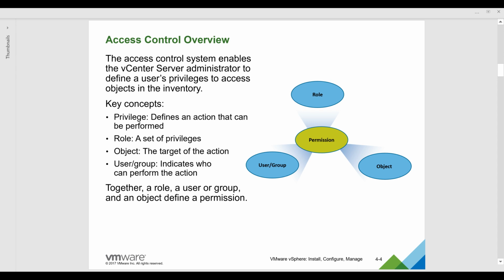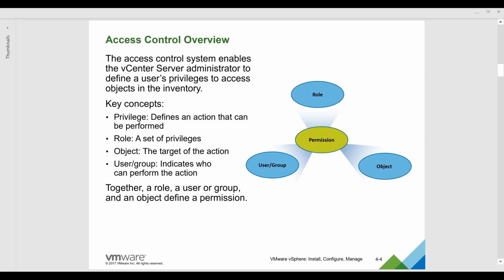Access control basically enables a vCenter Server administrator to define a user's privileges to access objects in the inventory. The key concepts here are privilege, role, object, user group. Together, a role and a user or a group and an object define a permission.